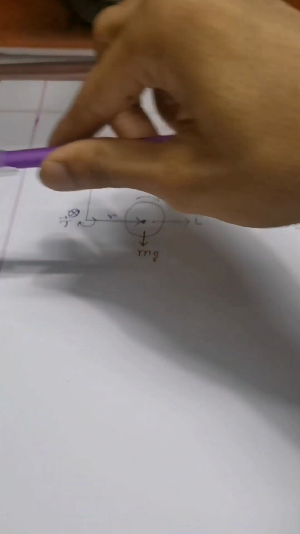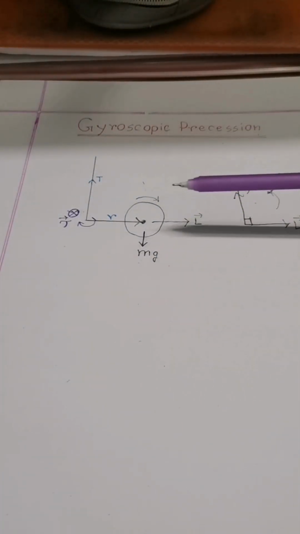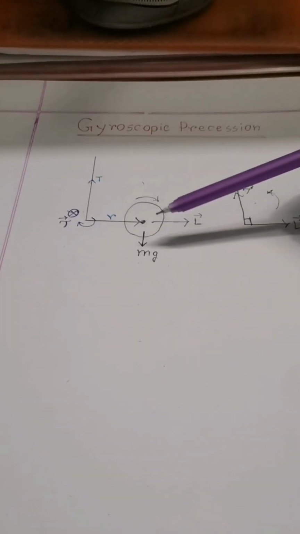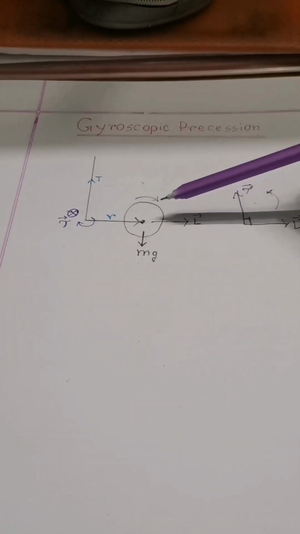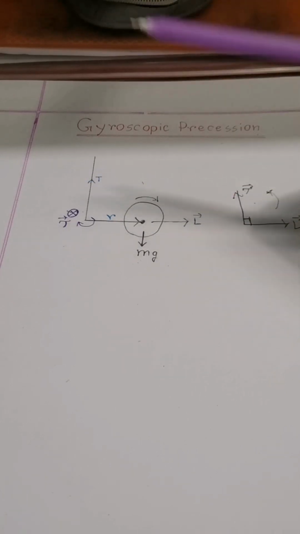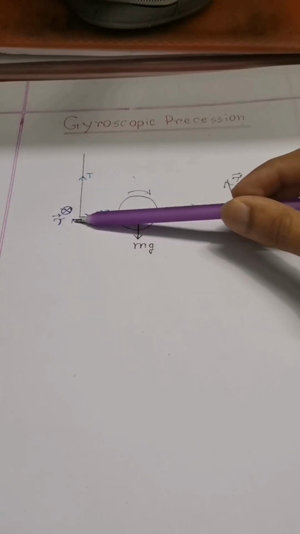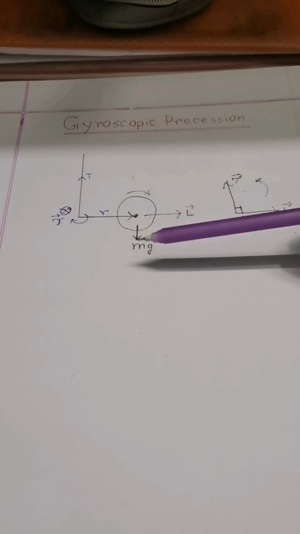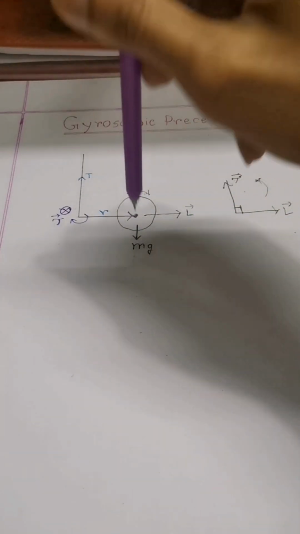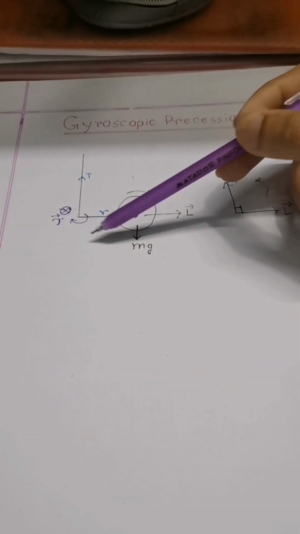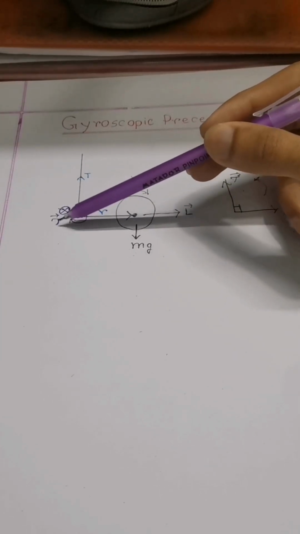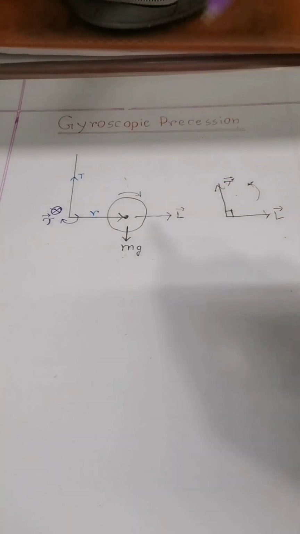If you look from right this angle, then it's counterclockwise, so the vector of that angular momentum will be right this way. And another important thing is this mg induces a torque on this point, and since it's applied downward, the torque is going inside the paper. That's why I use this symbol.